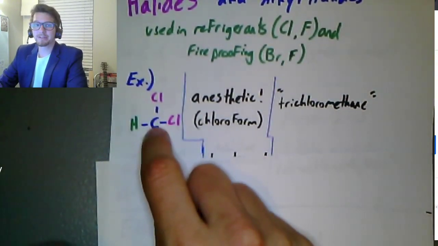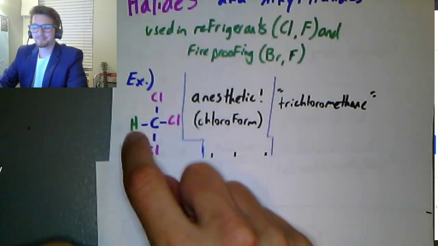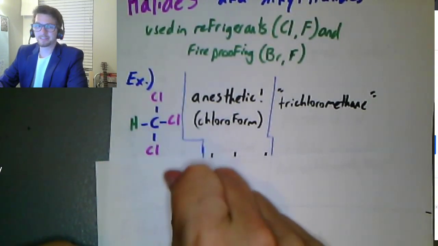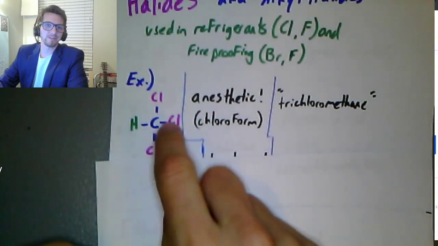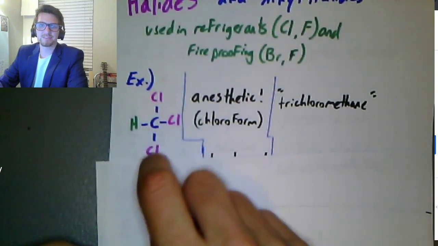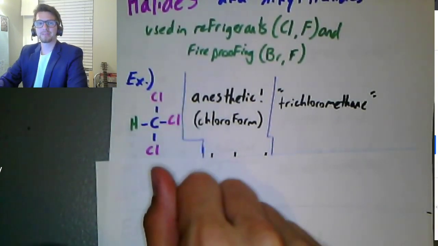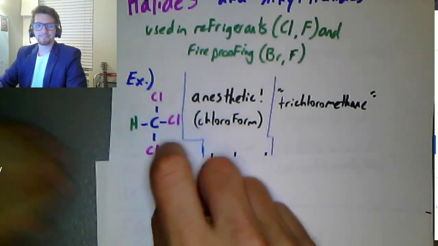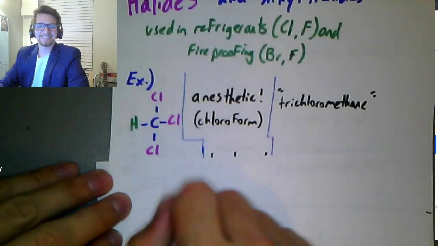So we have a carbon in the middle with a hydrogen, right? So this is an alkane. This is an alkyl halide. And then the other bonds are all halides. It's all chlorine, chlorine, chlorine. So in other words, the example I gave you last time only had one. You can have as many as you want.